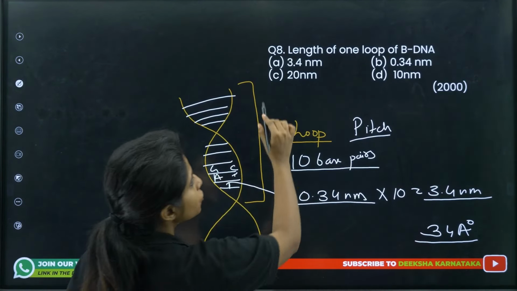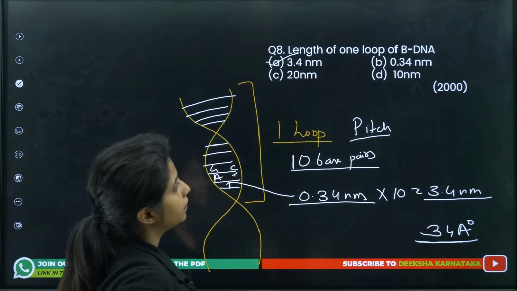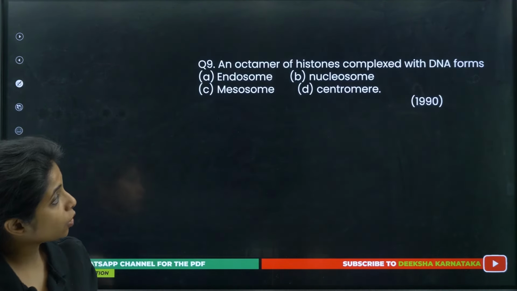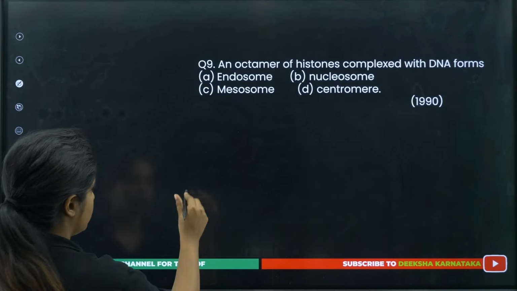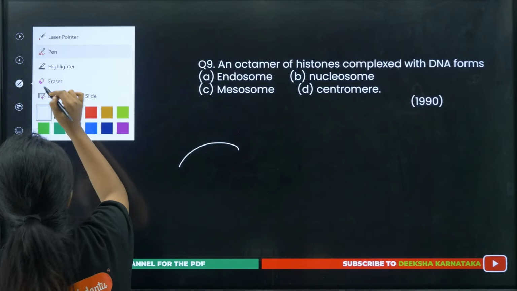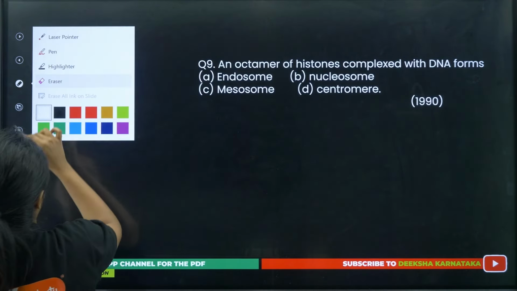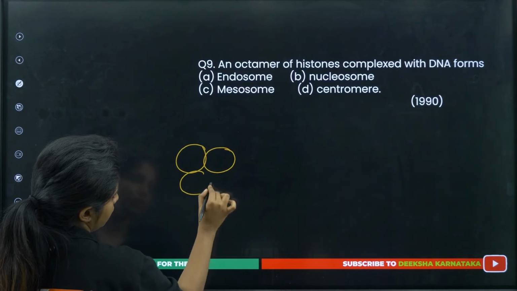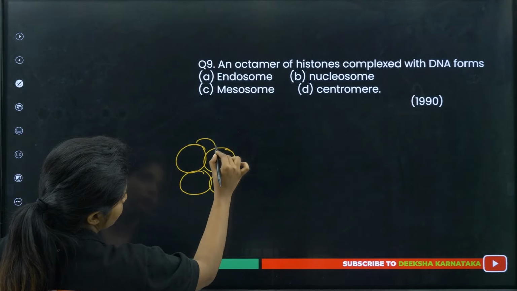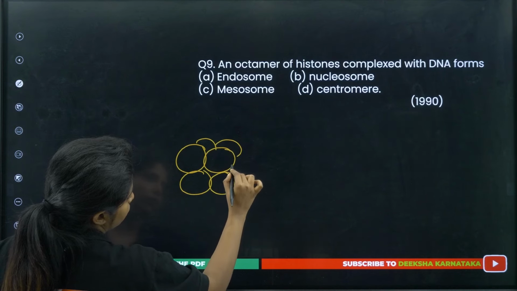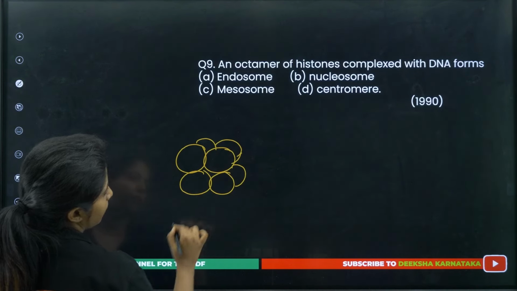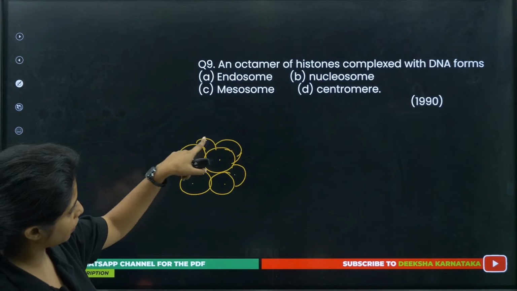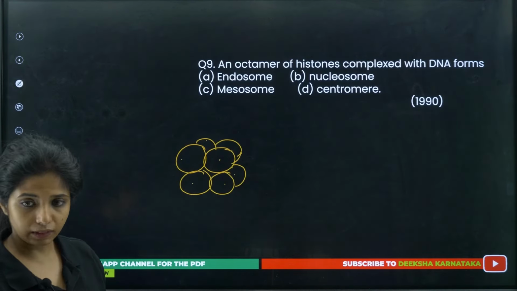Cool, my champions. Question 9: An octamer of histone complex with DNA forms... So this is an octamer of histone. Octamer, as in you need how many? 8. So 1, 2, 3, 4. I mess up the 3D things, so please forgive me, but suppose this is 1, 2, 3, 4, 5, 6, 7, and in the lower area there is 8.